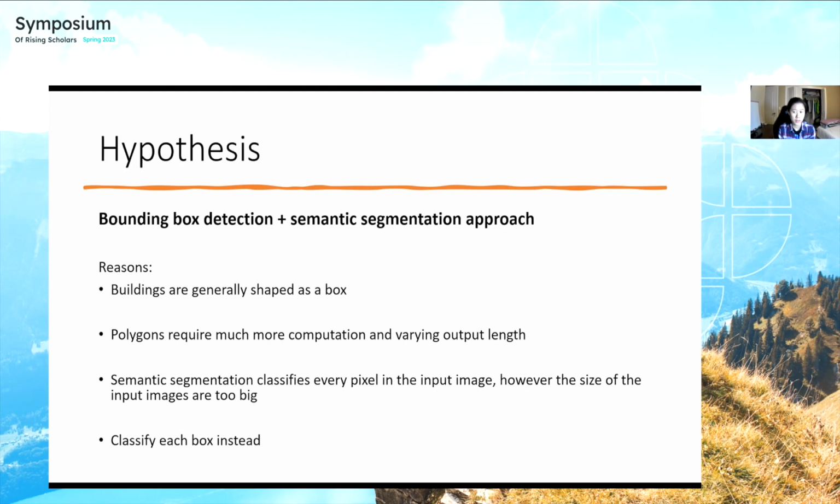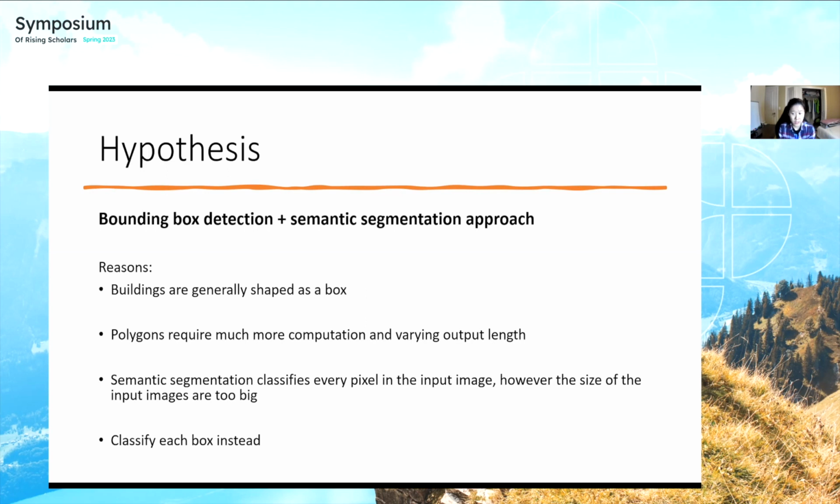My hypothesis is that a bounding box detection plus semantic segmentation approach would be best to tackle the research goal. The reasons being, buildings are generally shaped as a box, so the model can achieve a high accuracy with bounding box detection, while the normal polygons require a lot more computation, and the number of vertices would have to change depending on the shape of the buildings, which requires a more complicated model.